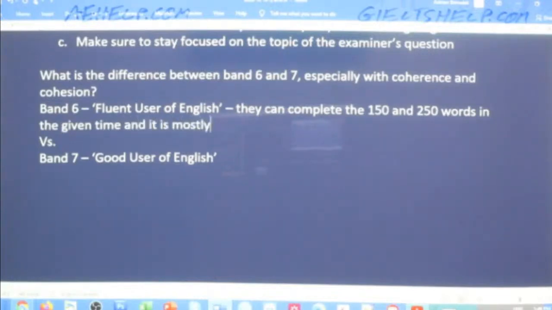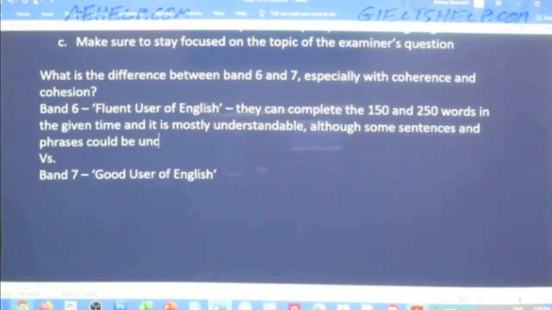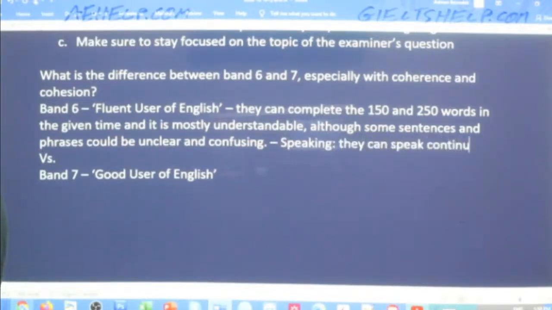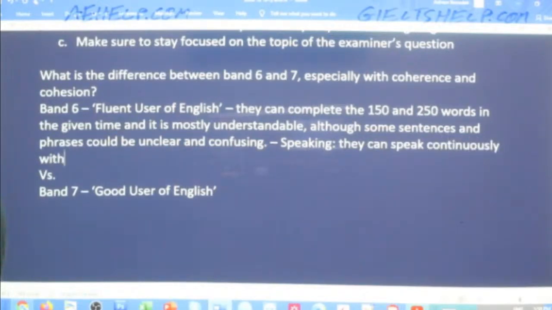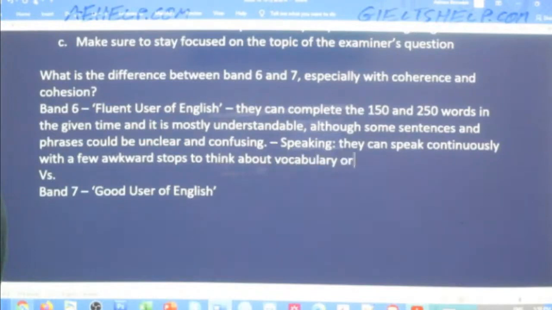And it is mostly understandable, although some sentences and phrases could be unclear and confusing. In the speaking, they can speak continuously with a few awkward stops to think about vocabulary or grammar.